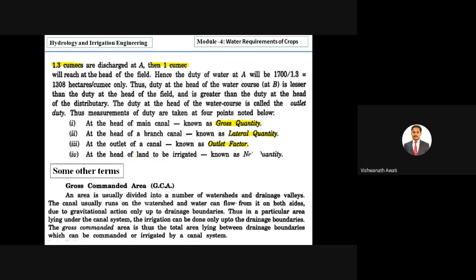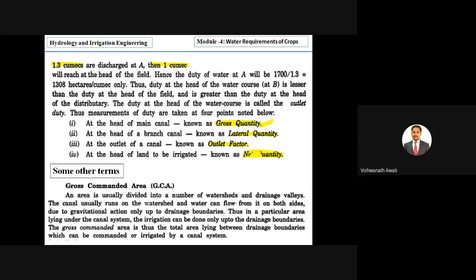At the head of the land to be irrigated, the quantity is known as the net quantity. It is how much is required. For example, in the previous diagram for the field, 1 cubic of water is required. That is a net quantity. Before that, outlet factor, then lateral quantity, then gross quantity. The gross quantities will be released from the main canal.